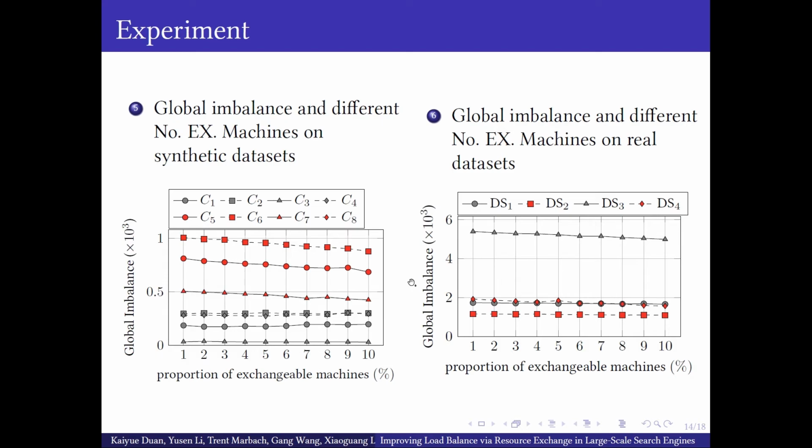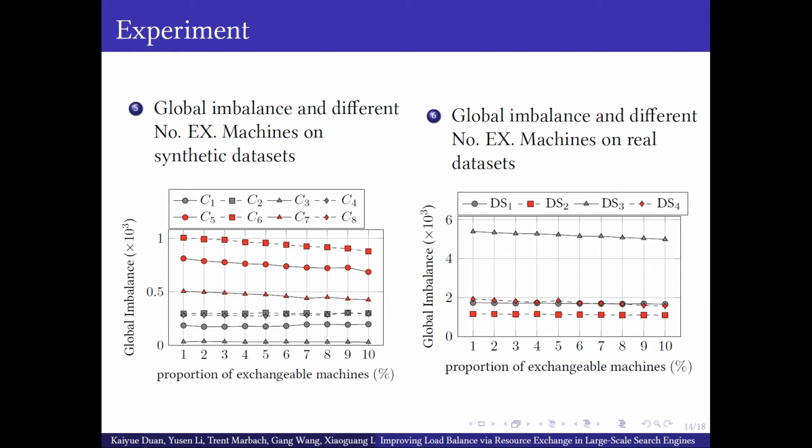The figure on the right side also plots the results of using various quantities of exchangeable machines, but this time we focus on the real dataset. The number of exchangeable machines is also set to a proportion of 1% to 10% of the number of leaf machines. We observe that there is a clear downward trend in global imbalance of DS3, which indicates that using exchangeable machines facilitates reassigning shards in DS3.